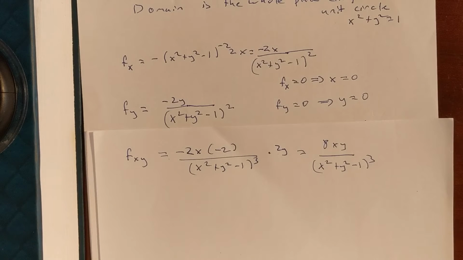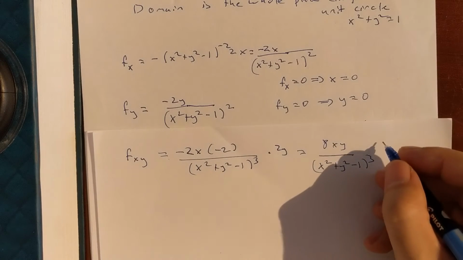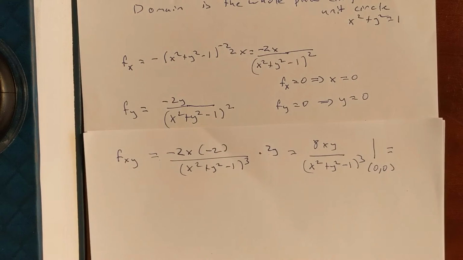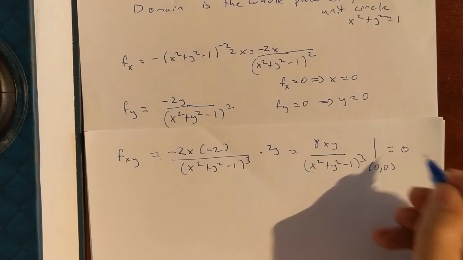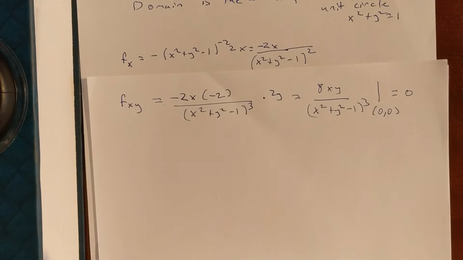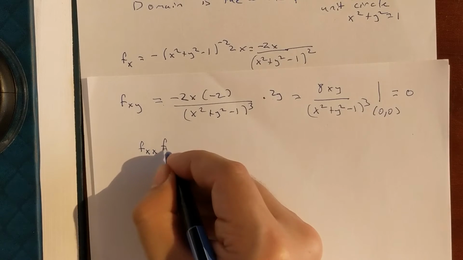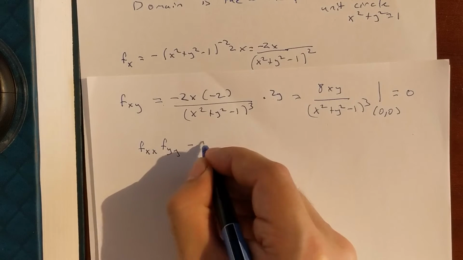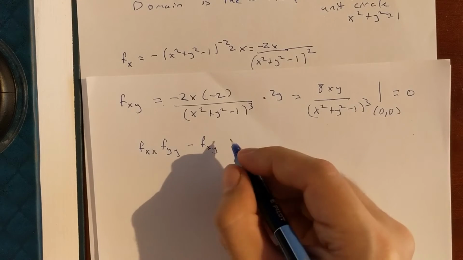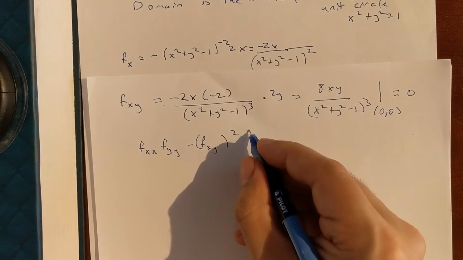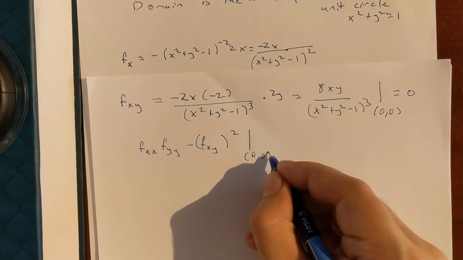Okay, so now let's evaluate this at our point also. And when we evaluate it at 0, 0, well, guess what? This is just going to be 0. So now we can plug in everything into fxx times fyy minus fxy squared. Of course, we're evaluating this whole thing at 0, 0.